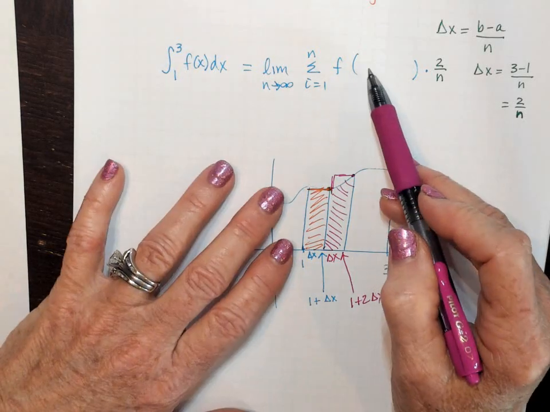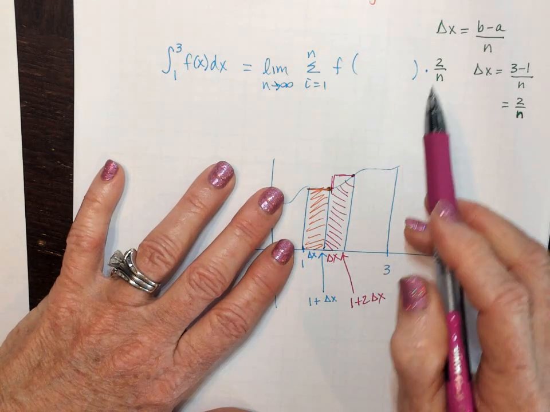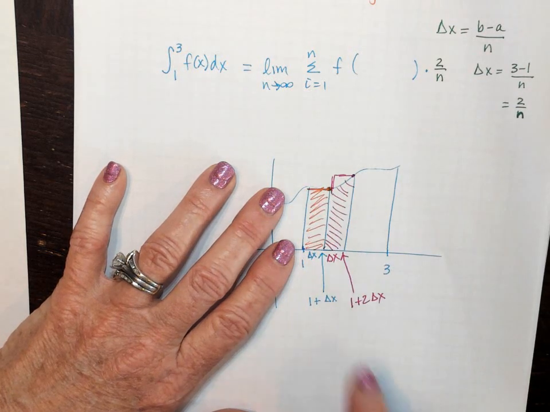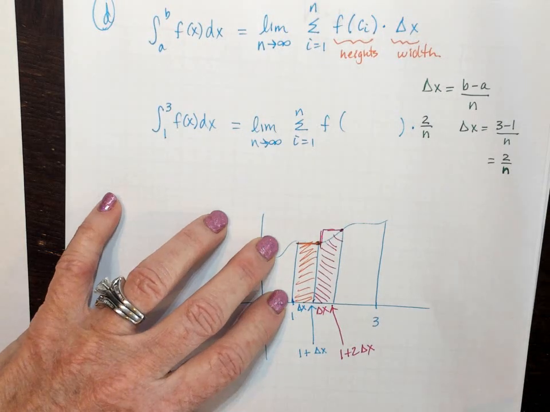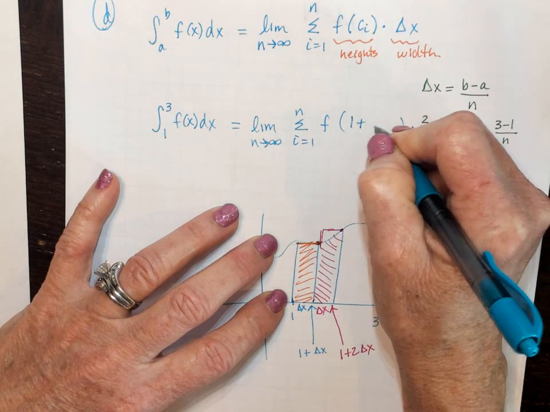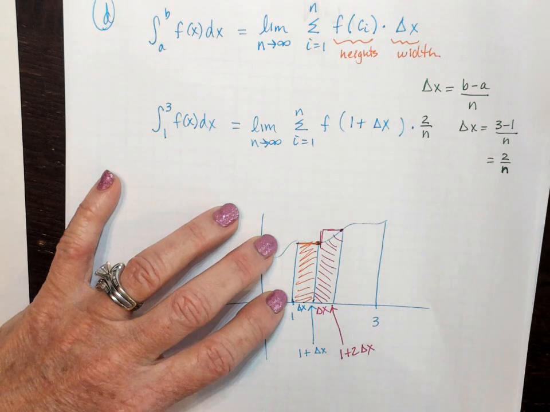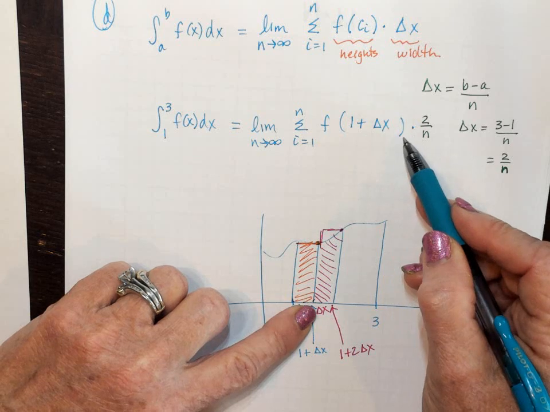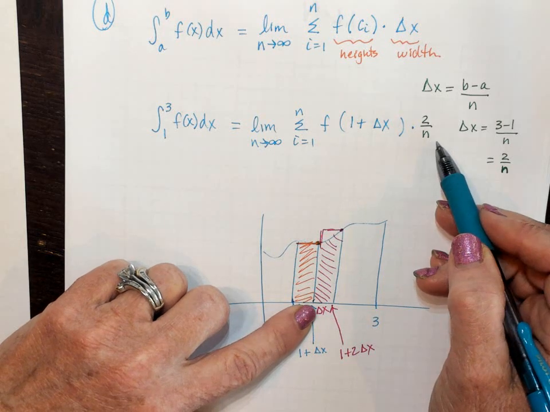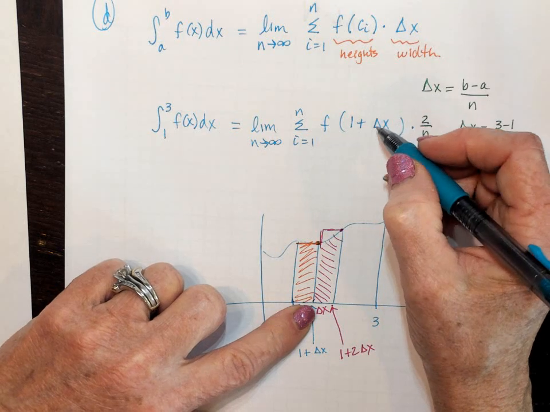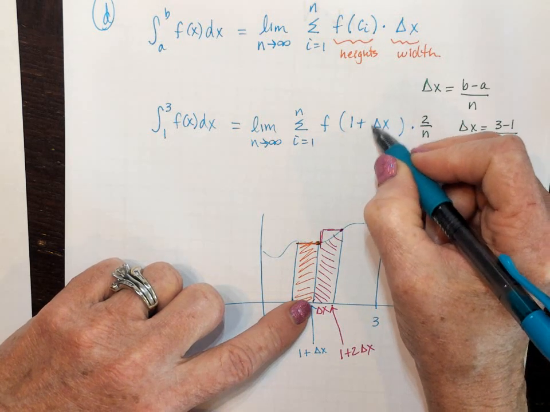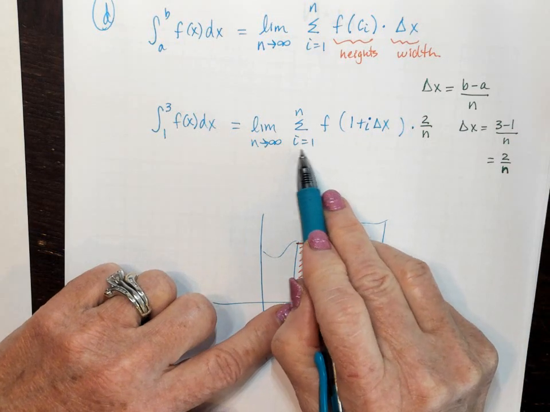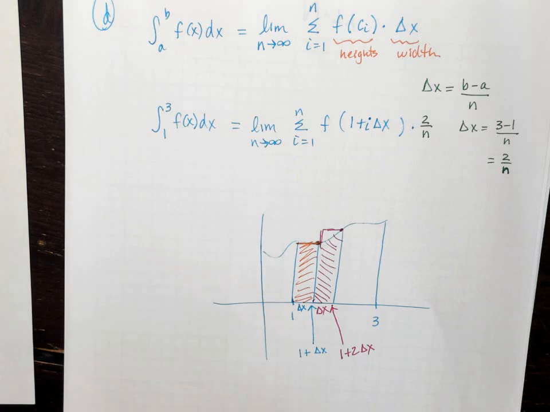So what's going on inside of here is to identify those x values that will be used to determine the height. The first one is going to be at 1 plus some delta x. But then the second rectangle will be at 2 delta x, the third rectangle will be at 3 delta x, and the fourth rectangle will be at 4 delta x. So really, what this is, is how many delta x's are you going to add on. I is your counter down here, I delta x.